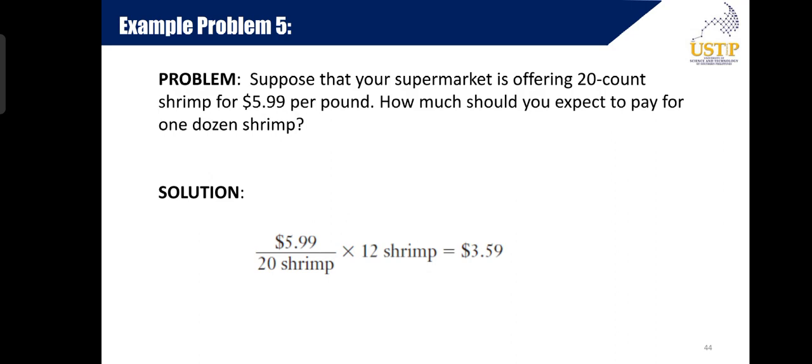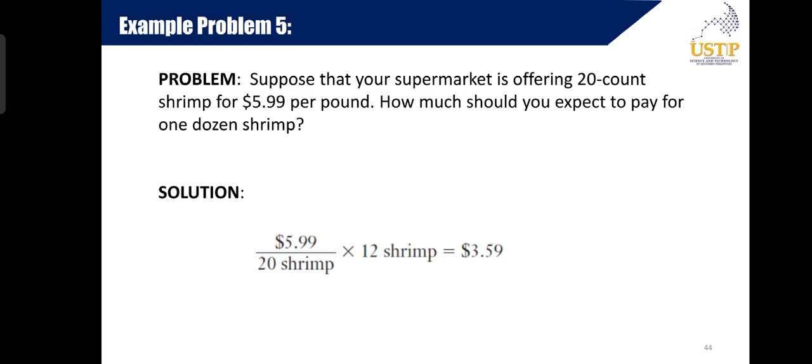5.99 over 20 shrimp multiplied by 12 shrimp. Why is the calculation like this? In order for you to cross out, as you can see, you cross out the two shrimp, the shrimp at the bottom and the shrimp above. So when you cross it out, the shrimp disappears, and the remaining will be the dollar sign, $3.59.